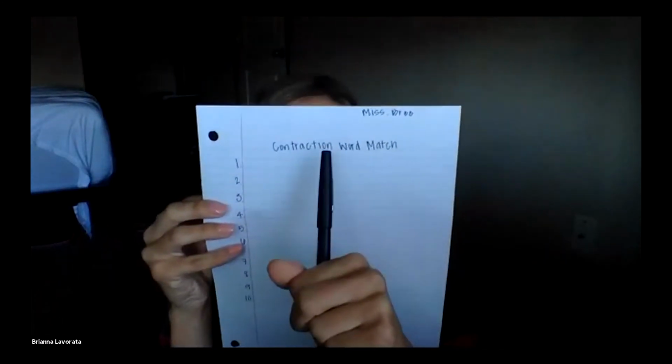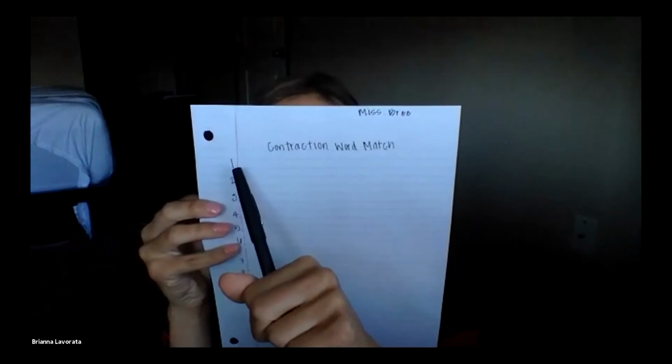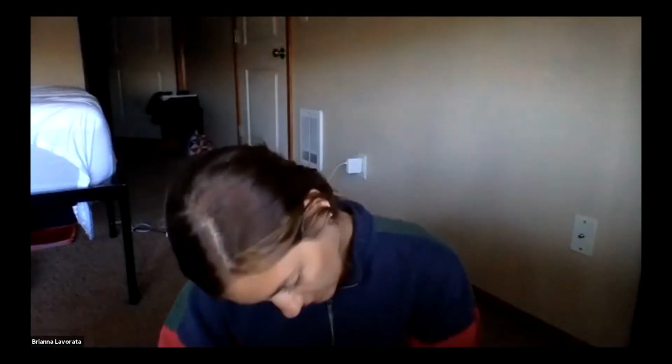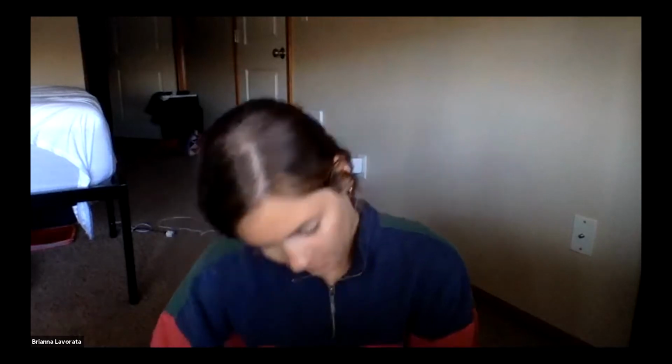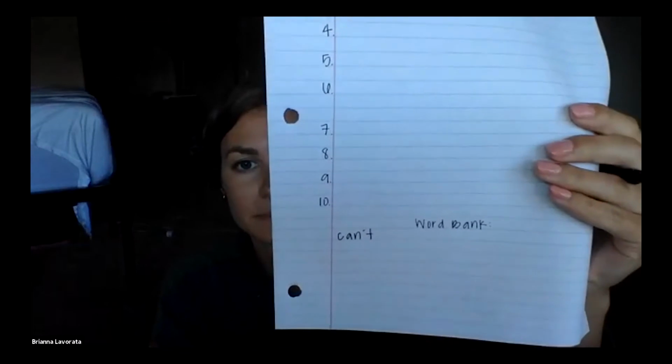So we have contraction, word match. We have numbered 1 through 10, and we have our word bank on the bottom. All right? In our word bank, you're going to write the word can't, C-A-N-'-T, just like that. Can't.